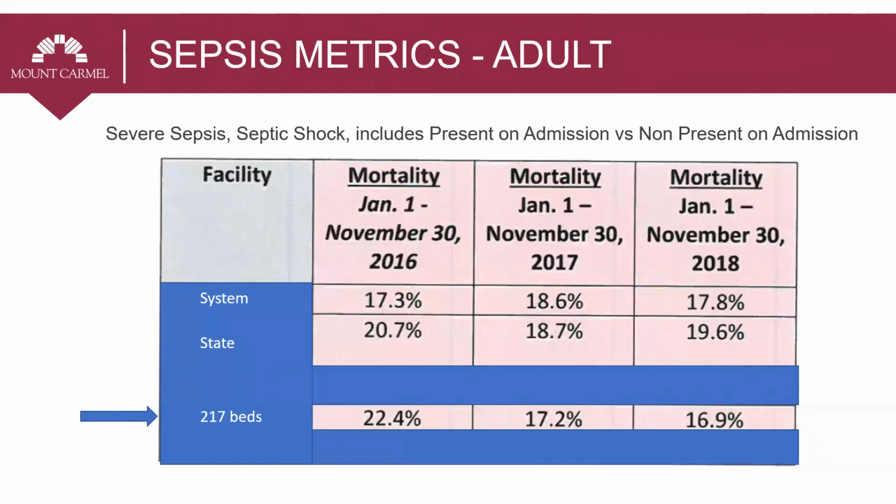For Mount Carmel West, that houses a little over 200 beds, we've steadily decreased our mortality rate from 22.4% in 2016 to 16.9% last year. After reviewing this adult data, we found that physician and nursing awareness of sepsis, whether it be through simulation, understanding coding a little more, also building up our EHR with screening tools may have contributed to this improvement in mortality rate.